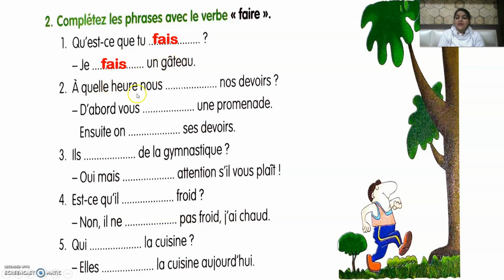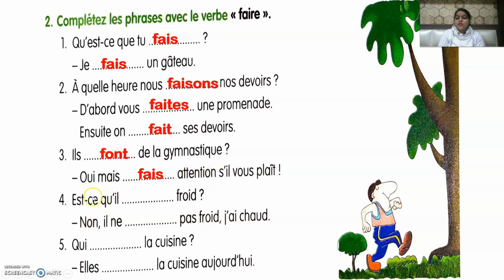Second one: à quelle heure nous faisons nos devoirs? That means at what time are we doing our work? The person replies: d'abord vous faites une promenade. That means first you do a walk, ensuite on fait ses devoirs, and then we do his work. Then third one, it's written: ils font de la gymnastique. That means they do gymnastics, and the person replies: oui mais fais attention s'il vous plaît. Yes, but do pay attention please.